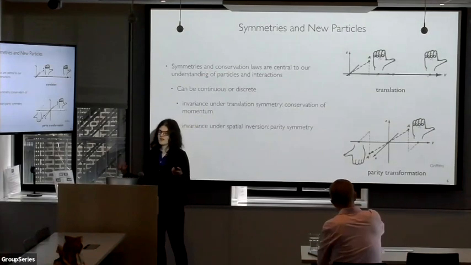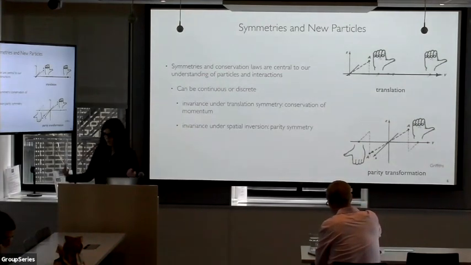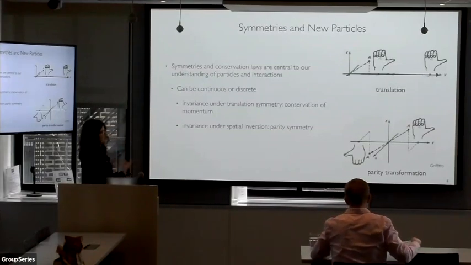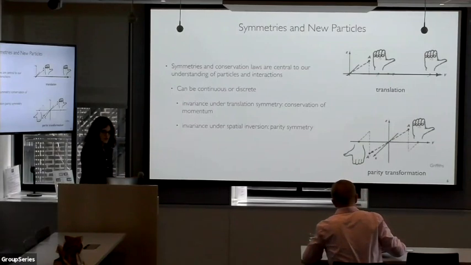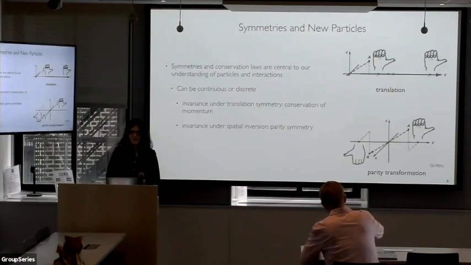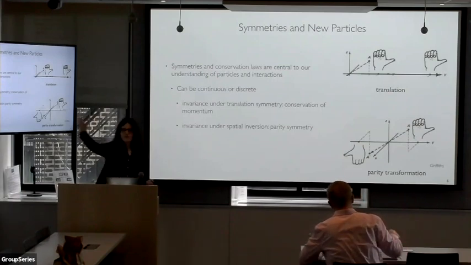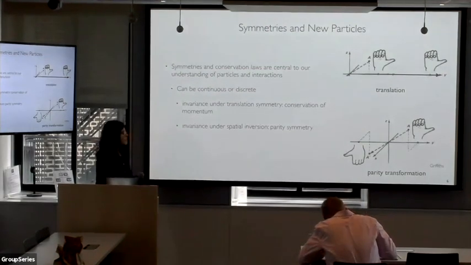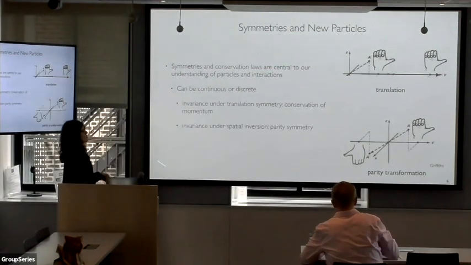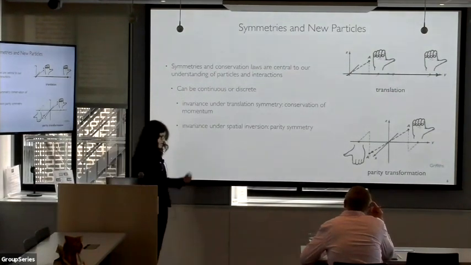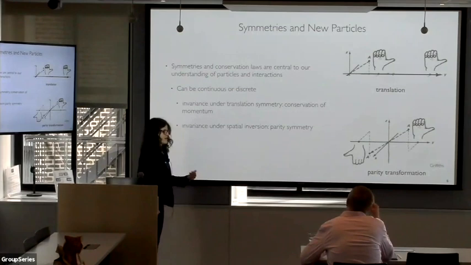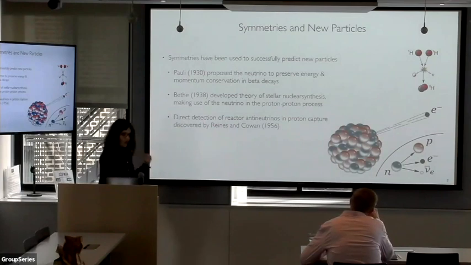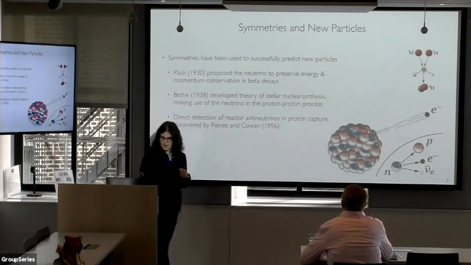So these are central to the way that we understand short-scale physics, and they can be continuous, such as in a translational symmetry that leads to momentum conservation, or they can be discrete, such as a parity transformation that flips all the directions to their opposite in spatial directions. So these are a class of symmetries which we use to understand the fundamental particles and interactions. And they've been very useful historically in solving problems that have been brought up experimentally.